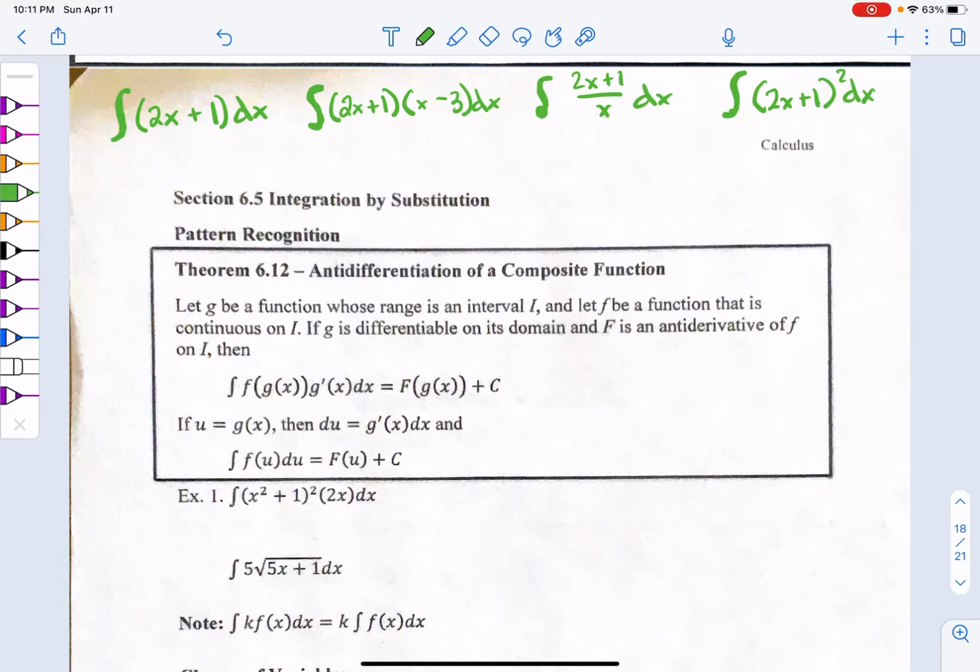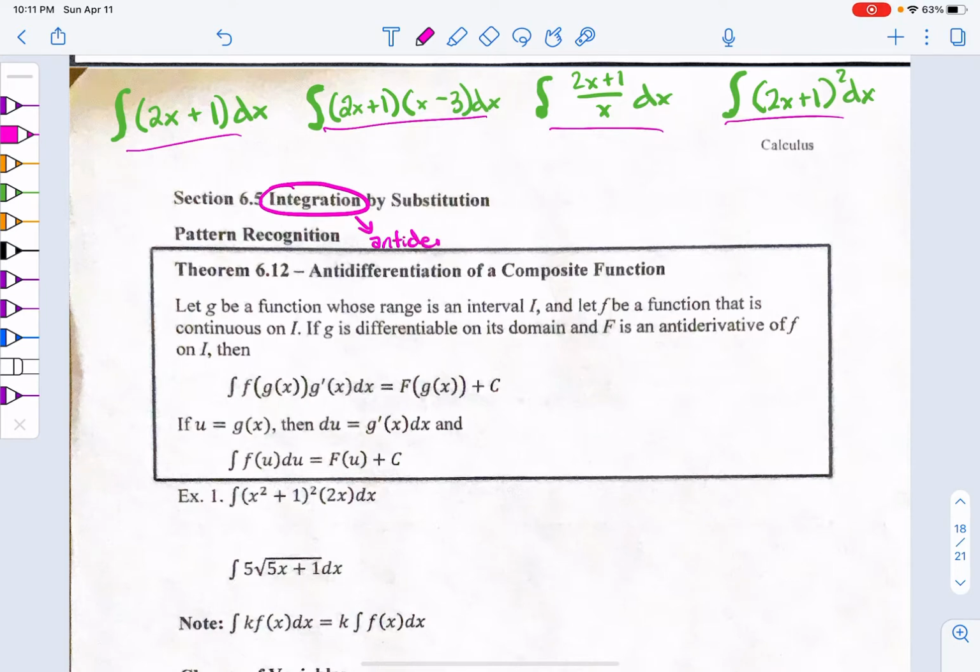Starting with 6.5, I put 4 examples at the top here, and you don't necessarily have to write these down. Each one of those is an antiderivative, or integration, which is the process of finding an antiderivative. The process of taking the derivative is called differentiation. So integration means you're finding the antiderivative. Differentiation means you're finding the derivative, okay?